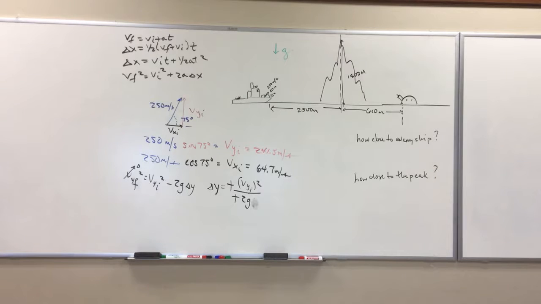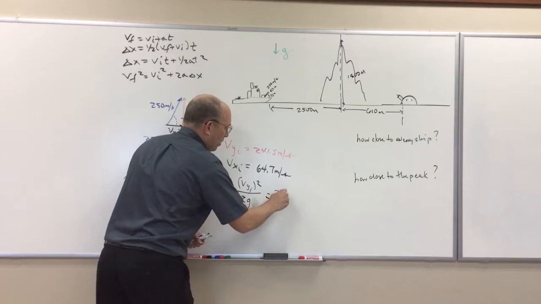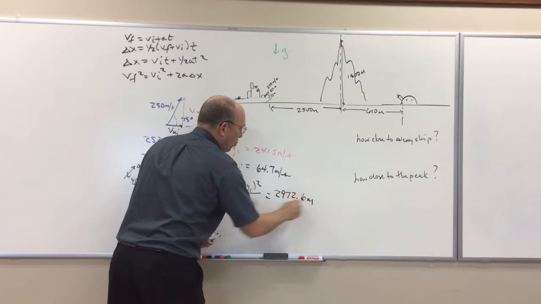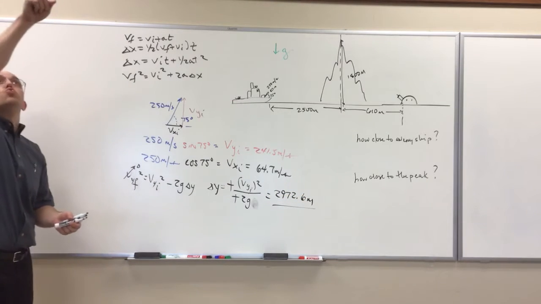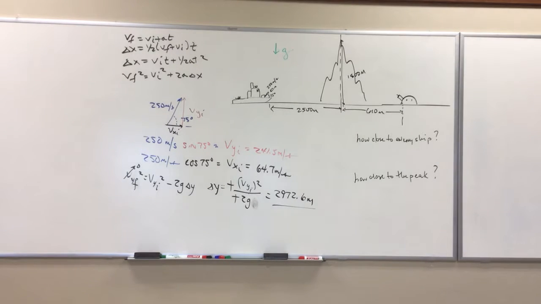241.5 squared divided by 19.62. Is it a big number? 2,972.6. Meters, right? 2 times gravity. Is that the same number? Anybody else? I'm not saying you're wrong, I'm just saying. Okay, I think we can go with that number then.